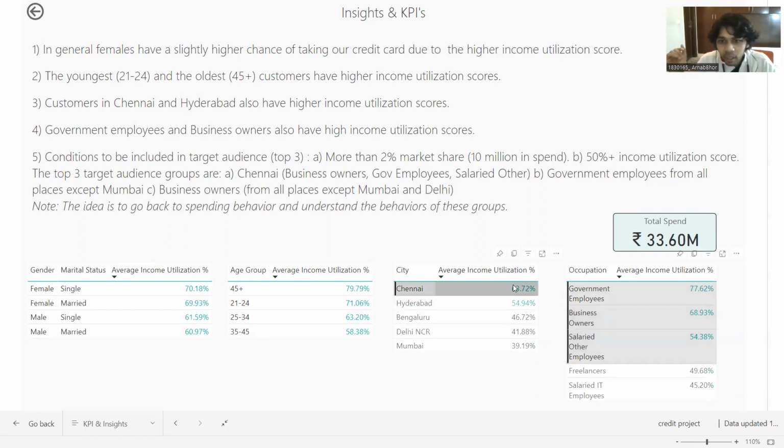Now, this is basically called conditional formatting. What I did is whenever the average income utilization score crosses the 50% threshold, it becomes green so that we know, hey, it has crossed the threshold and it meets our criteria. So this is the first category. I'll get rid of the filters.